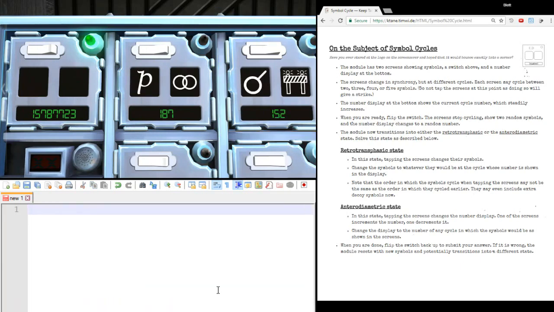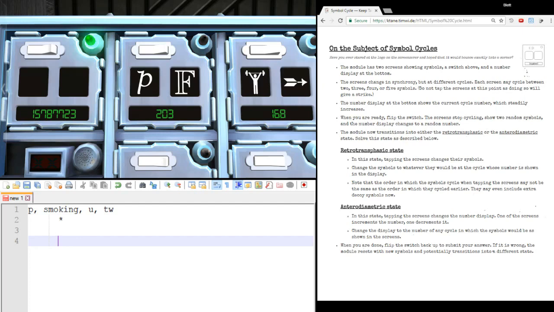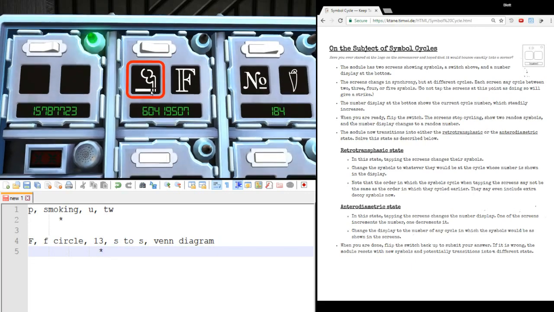Let's do one more that's not 2, 5, because again, 2, 5 is kind of the least interesting possibility. It's the easiest one. What do we have here? We have P, smoking, U, TW. Need a multiple of 4, 200 will work for that. That's going to give me smoking. On the right side, we have F, F circle, 13, S to S, Venn diagram. Multiple of 5, because there's 5 of them, so 215 is going to give me 13. We flip the switch. We're looking for numbers.